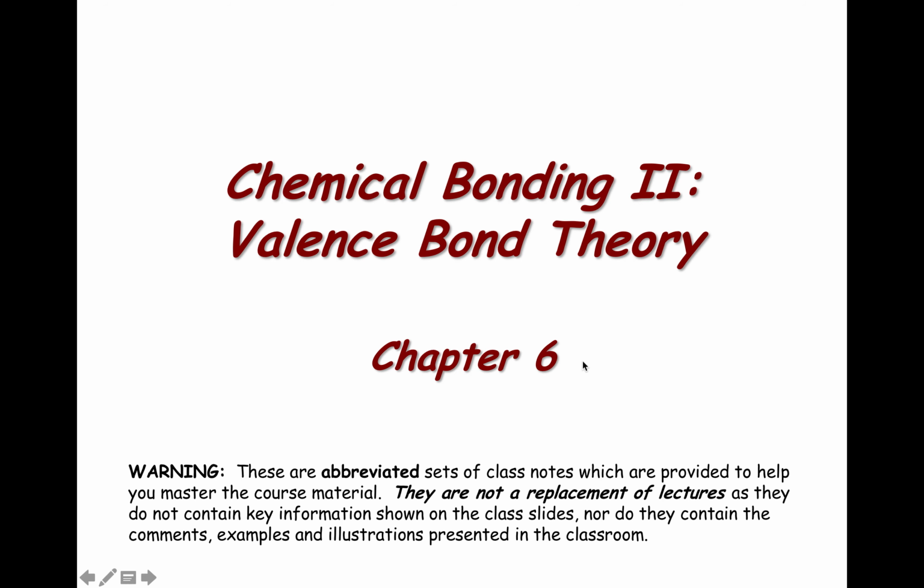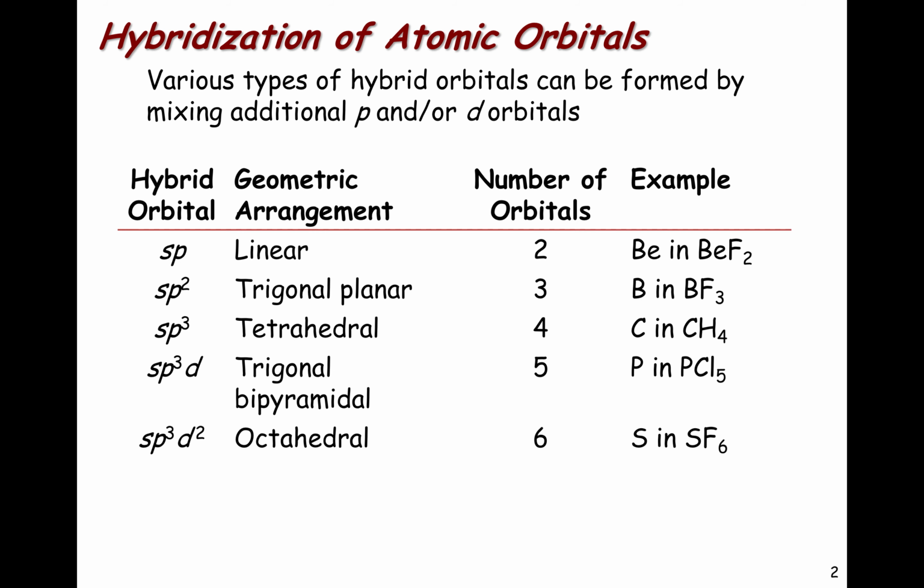In this video, we will continue our discussion of valence bond theory. This slide shows the various types of hybrid orbitals that are associated with the shapes from the VSEPR theory. For example, if you have an sp hybrid, you would have two orbitals that form a linear geometric arrangement, and again the best example is beryllium difluoride.